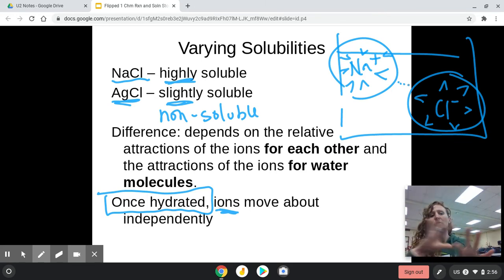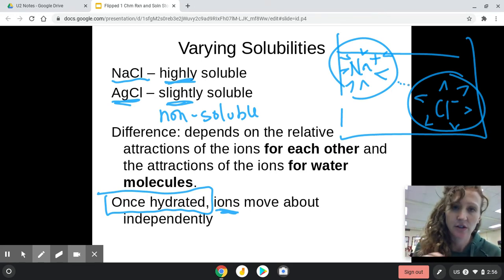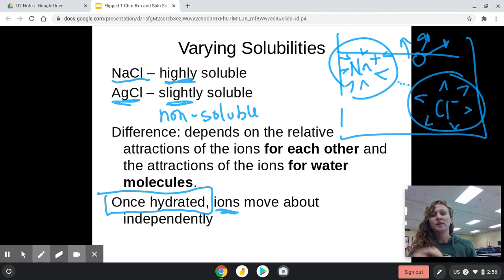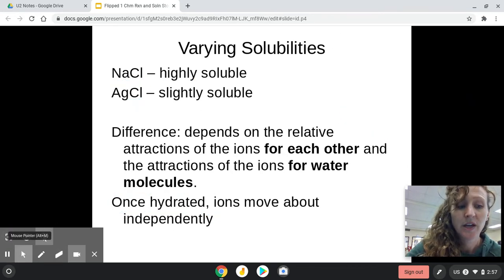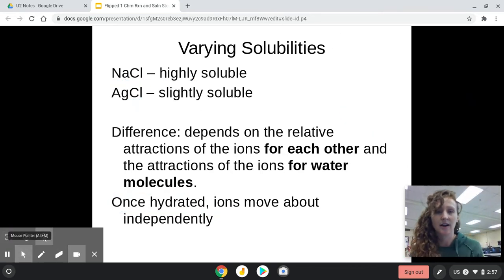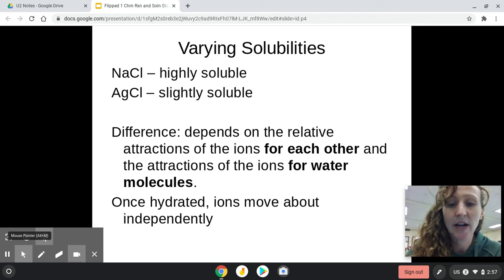And so they can freely move about this solution with no respect for each other's location anymore, until you start to remove the water through evaporation or maybe distillation. Once enough water is pulled off of these ions, they start to reform into the crystals together. But that only happens once the water is removed. As long as the water is there, they're not going to be attracted to each other.